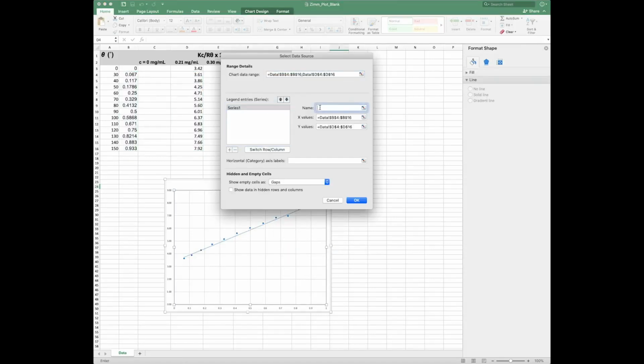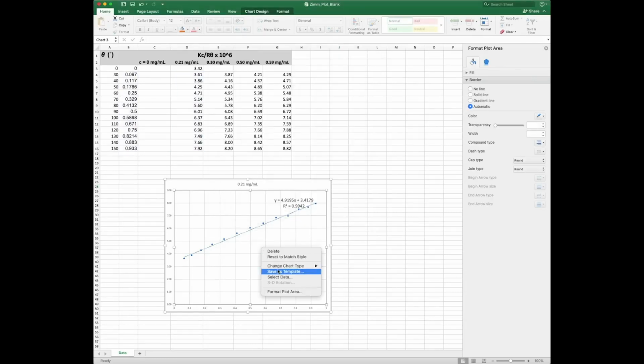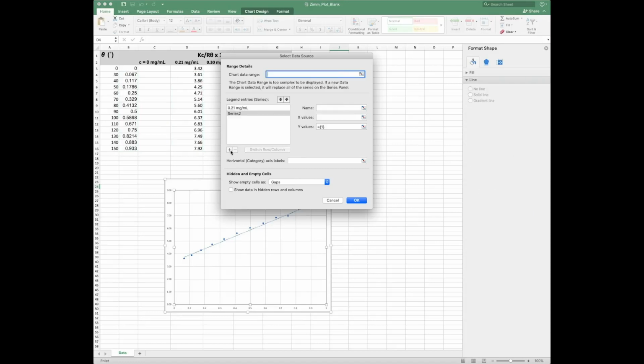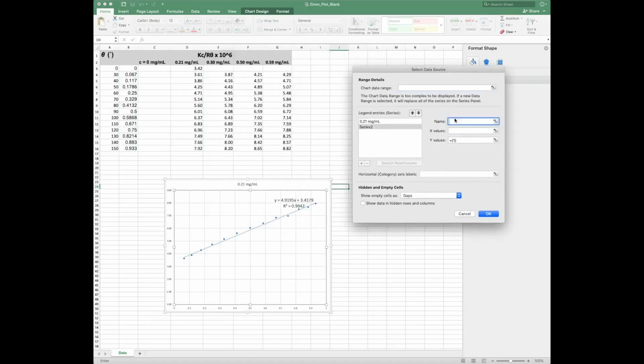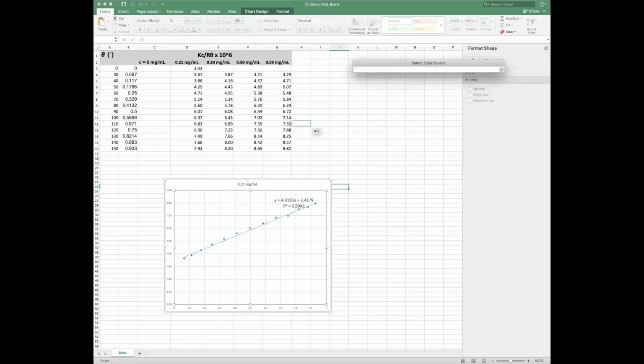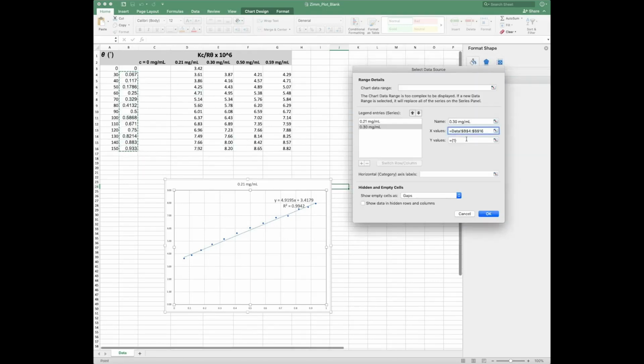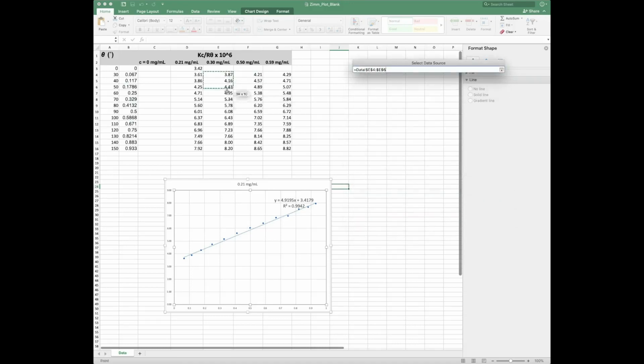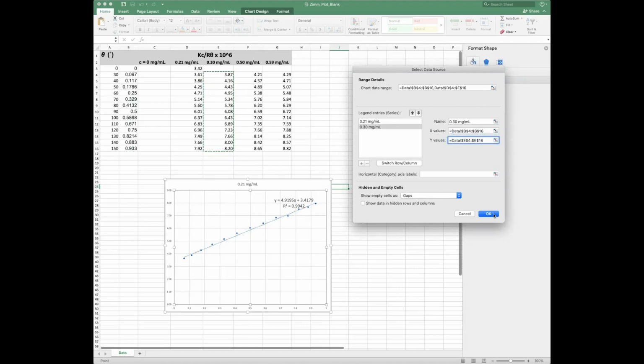This first series was for a concentration of 0.21 milligrams per milliliter. What we can do is add another set of data. The next concentration is 0.30 milligrams per milliliter. The x values are going to be sine squared of theta divided by 2, and the y values are going to be the light scattering data for this concentration. That should append it to the plot.